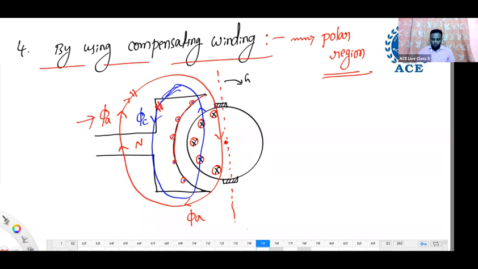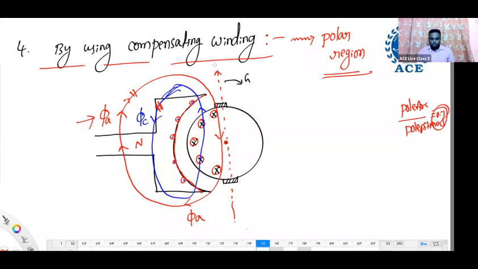How much will the pole shoe arc cover? Does it cover the total 180 degrees? No, it will cover 60 to 70% or 80%, but not the total 100%. So what is the pole arc to pole pitch ratio? Pole arc to pole pitch. Pole pitch is 180 degrees. So it is approximately in the 0.7 to 0.8 range. Hence, it won't cover the complete 180 degrees.